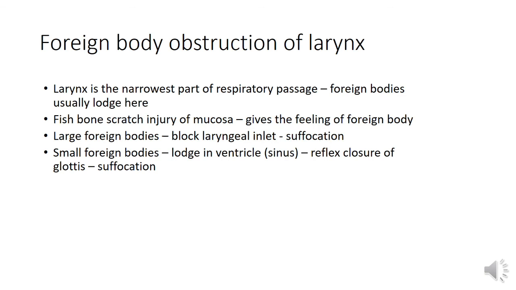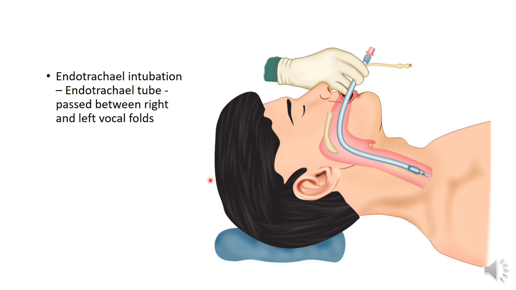In our previous video, we already saw a few first aid measures which can be instituted in an unfortunate scenario of foreign body lodging in larynx and causing suffocation. Yes, like Heimlich maneuver, even needle cricothyrotomy, etc. Now we will see a few other more advanced clinical procedures which are used to restore the airway. For example, endotracheal intubation. It is commonly called intubation. It is done with the endotracheal tube passed between the right and left vocal folds.